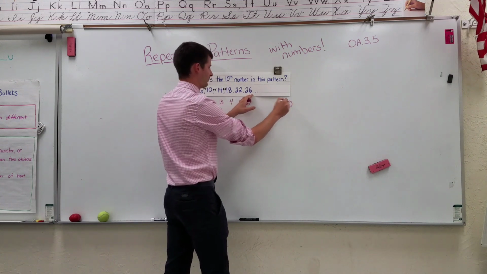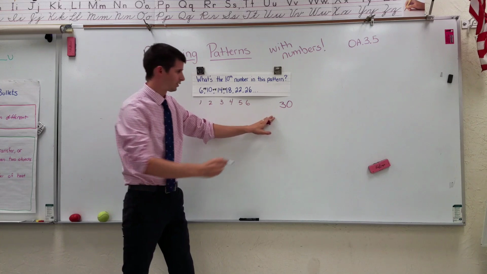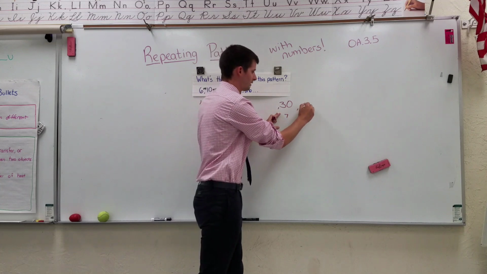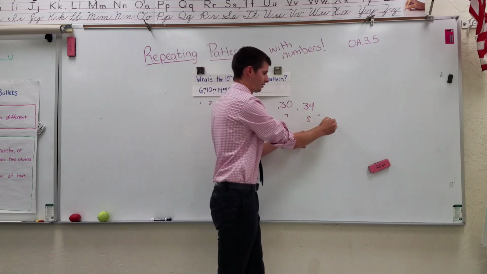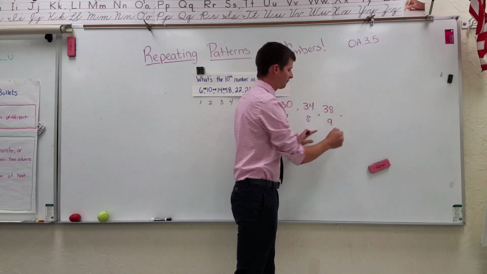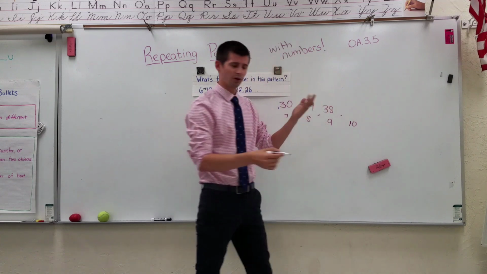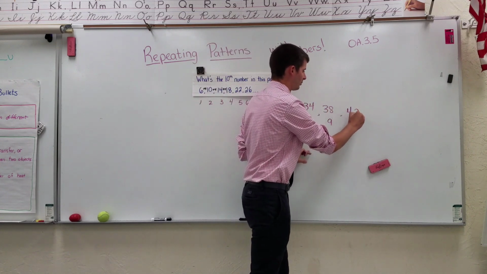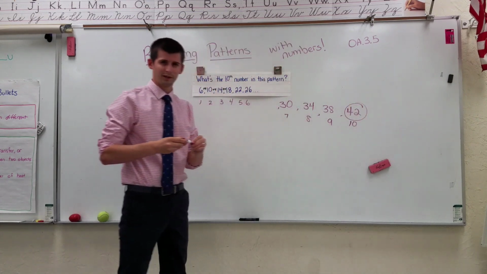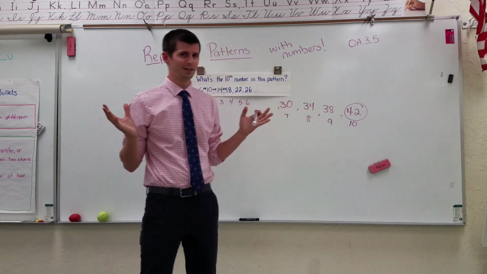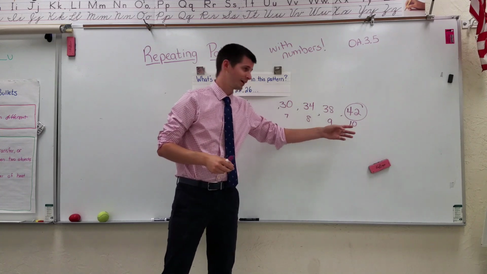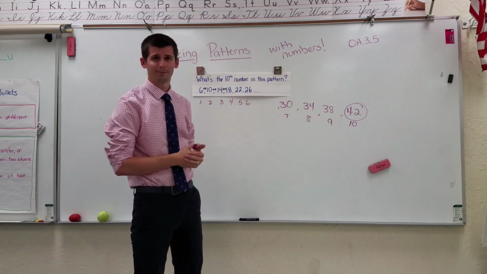would be 30. 26 plus 4 would be 30, so that's my 7th. All right, my 8th would be 30 plus 4, which would be 34. My 9th one would be 34 plus 4, would be 38. And then finally, my 10th one would be 38 plus 4, which would be 42. So the 10th number in this pattern was 42. All right, hopefully you got that answer. If you didn't, hopefully now you see that strategy, finishing off the pattern until you get to that 10th number in the pattern. And boom, that's your answer.